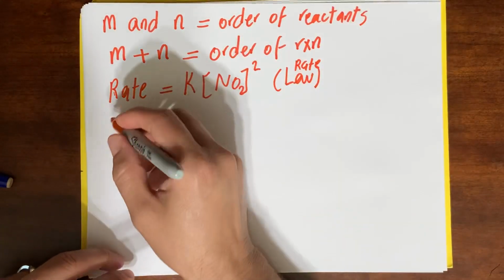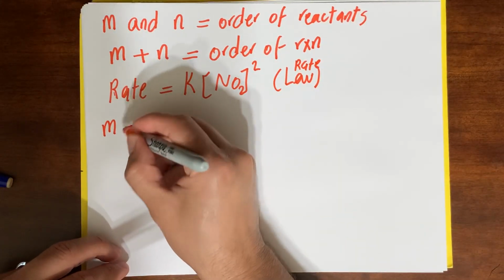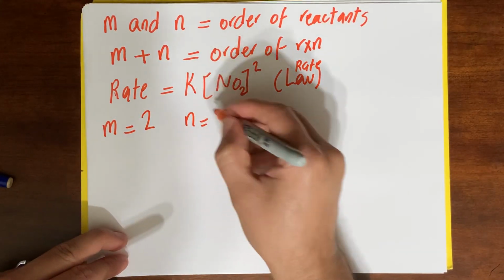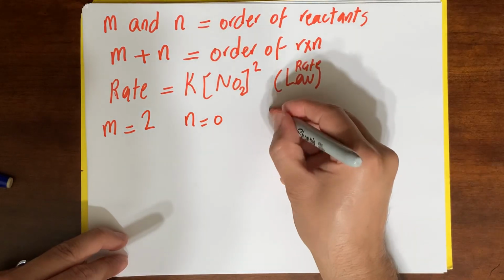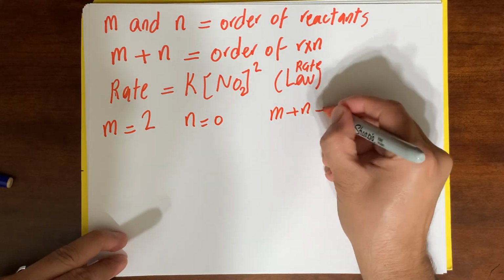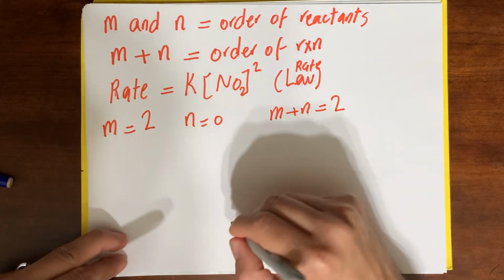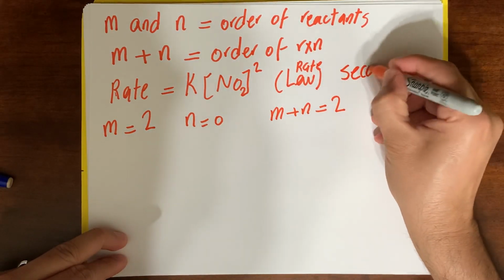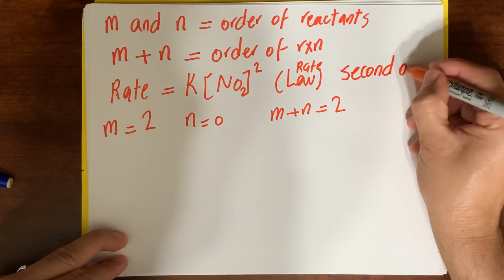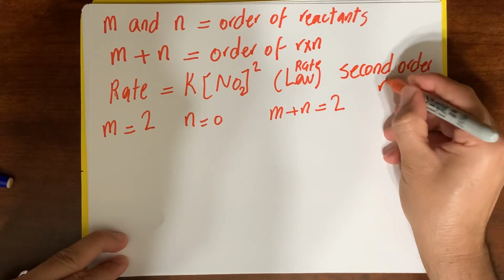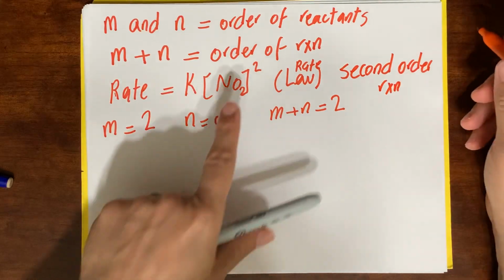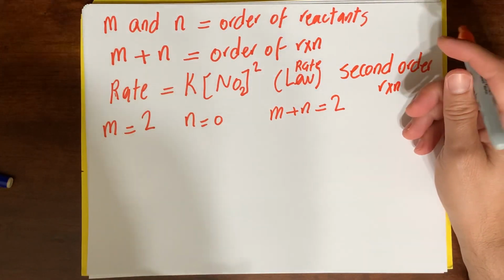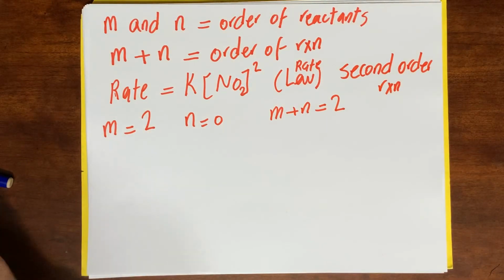So I'm going to say m is equal to 2, n is equal to 0. So m plus n is 2. So we say the reaction is a second order reaction. That means if you double the concentration, the rate will be 4 times faster.